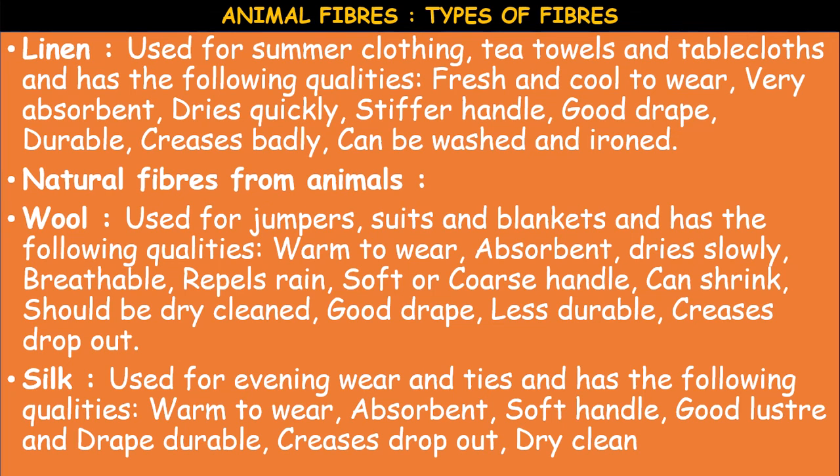Okay, another important natural fiber from animals is silk. Silk is used for evening wear and ties, and has the following qualities: warm to wear, absorbent, soft handle, good luster and drape, durable, creases drop out, and it can be dry cleaned.